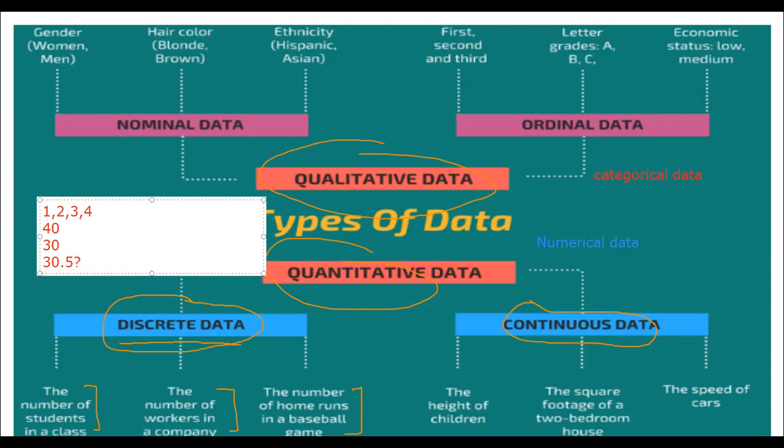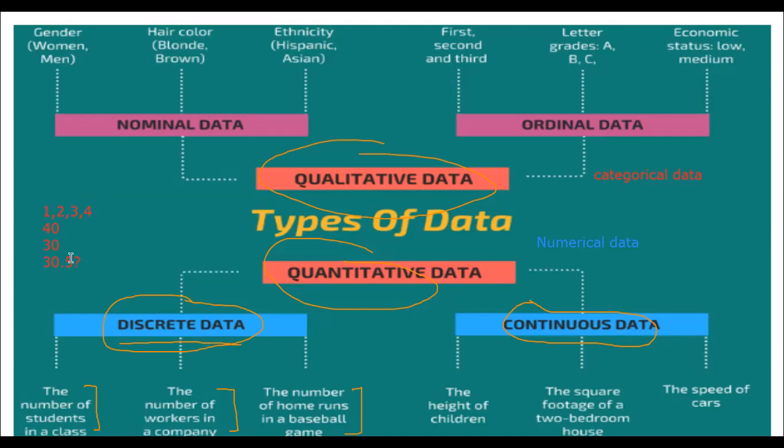No, definitely not, right? When we are counting, that cannot be a float, right? It's discrete, like we are talking about whole numbers. Now continuous data. If I talk about it in very simple terms, we'll talk about floating point numbers.